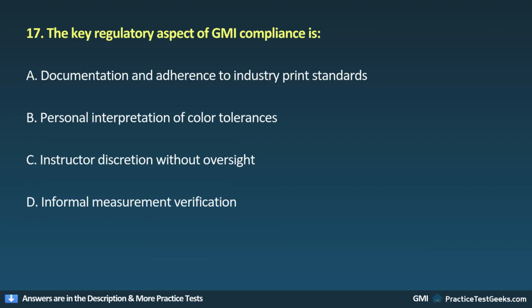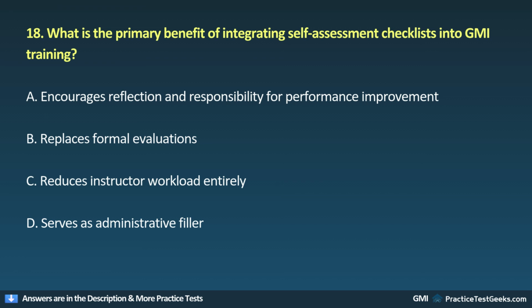The key regulatory aspect of GMI compliance is: A, documentation and adherence to industry print standards. B, personal interpretation of color tolerances. C, instructor discretion without oversight. D, informal measurement verification.